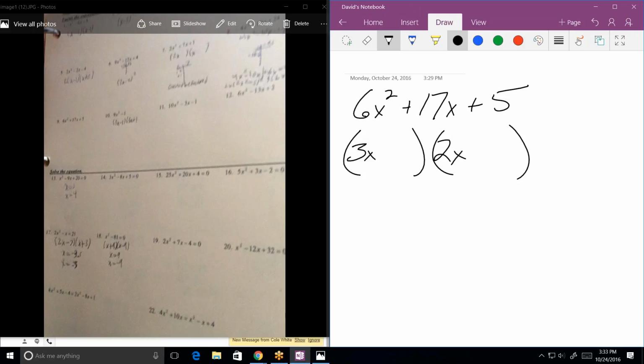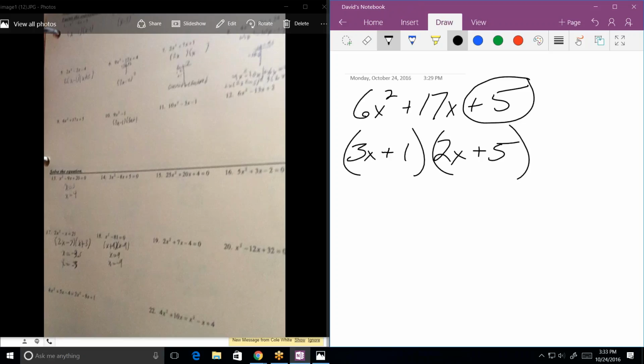Next step. Plus or minus. How can you possibly produce a 5? Oh, it's plus. Sorry. Plus in both cases. Now it's either 1 and 5 or 5 and 1. Well, let's try 1 and 5.